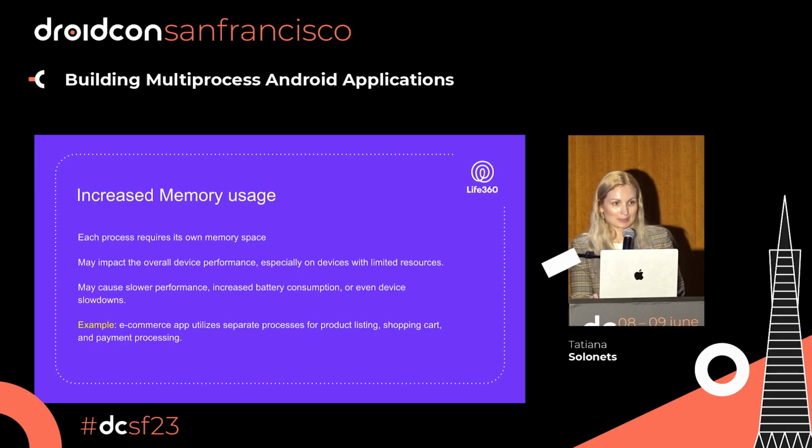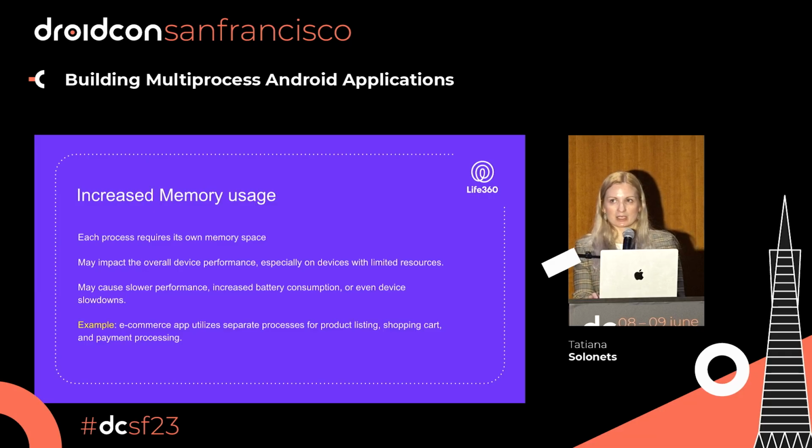The first one we're going to talk about is increased memory usage. It's funny that I mentioned that we use separate memory space for each process, but that means memory overhead. Two processes combined are going to take more space than a single process with that functionality. And if you have devices with very little memory or running out of memory, you will experience slower performance, increased battery consumption, and device slowdowns.